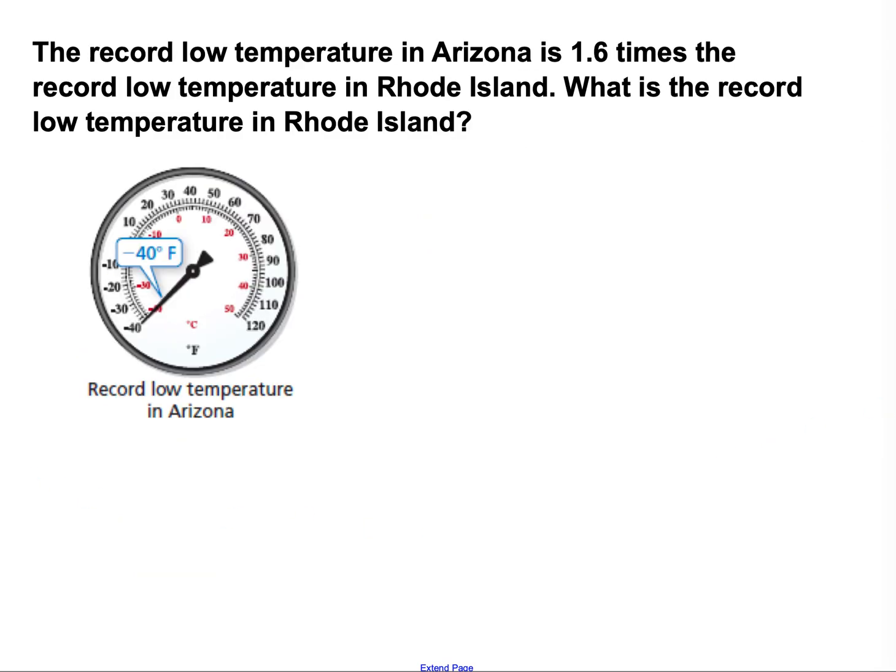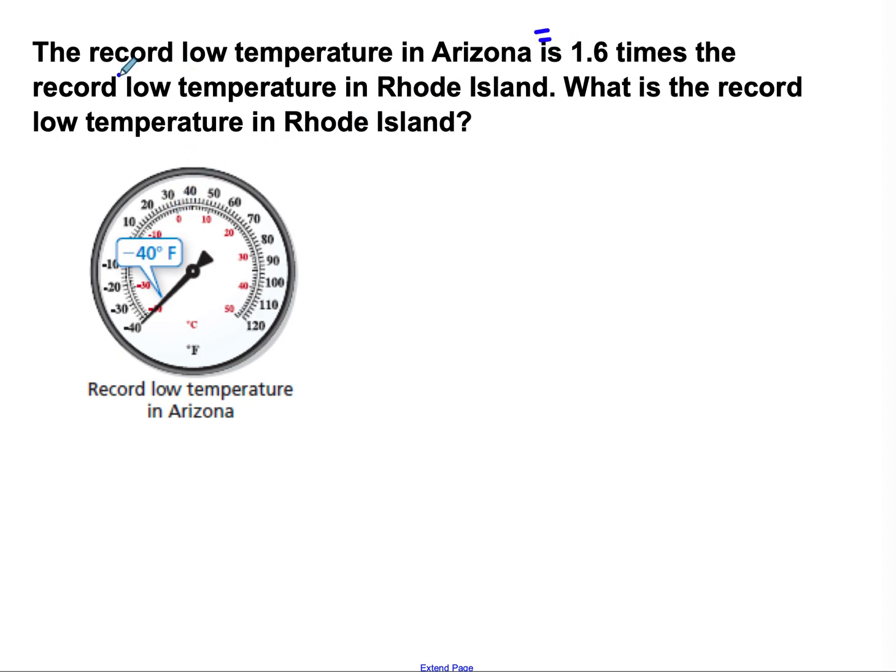All right, let's look at a story problem. The record low temperature in Arizona is 1 6/10 times the low record in Rhode Island. What is the record low temperature in Rhode Island? Okay, so when I have story problems and equations, I have to look for my equal sign. Usually if you see the word "is" there, that's your equal sign.